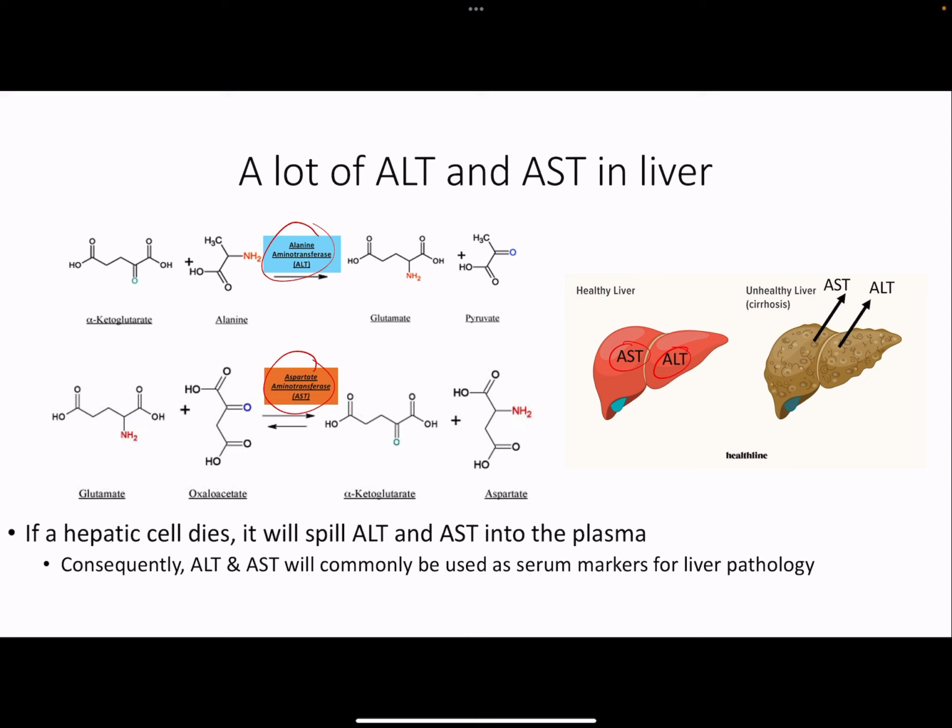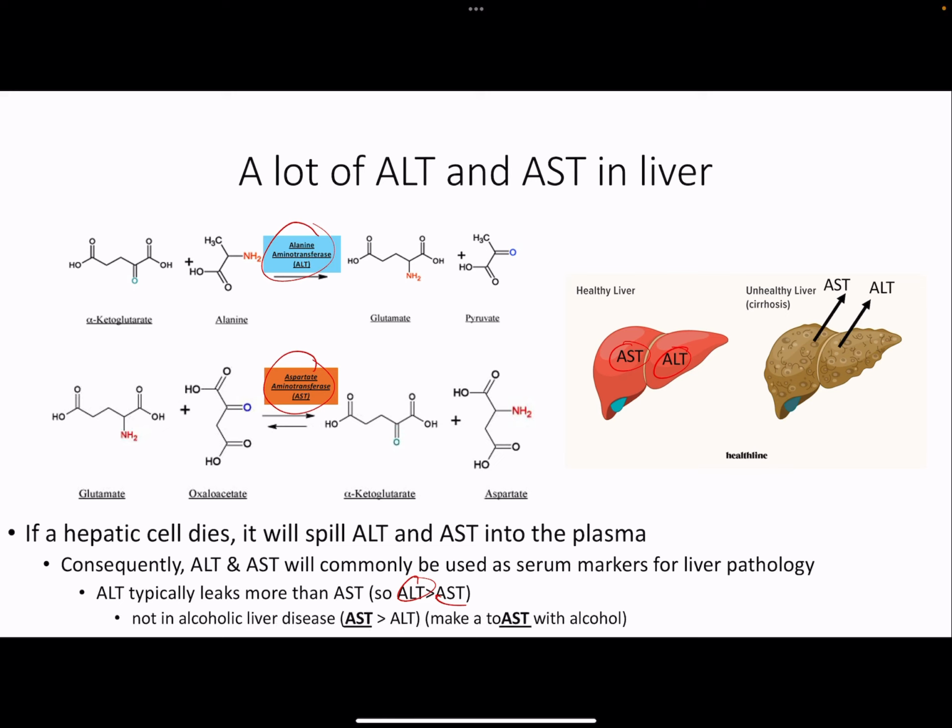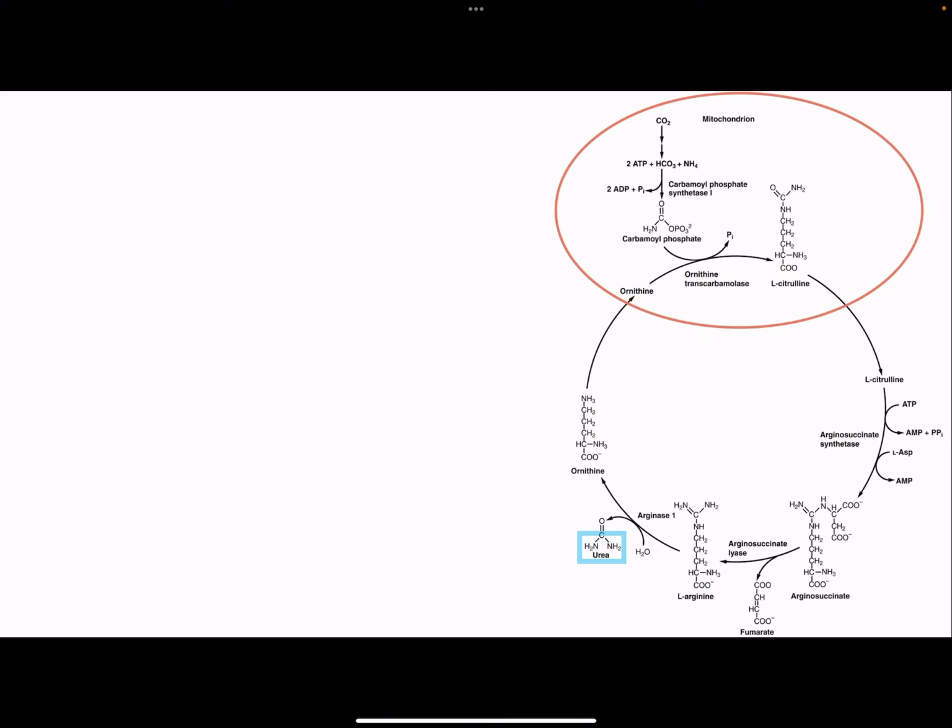I want to know how healthy you are and your liver is. I can use the amount of plasma AST and ALT to help me understand it. If you have a bad liver, both of these levels will go up. But for whatever reason, ALT goes up a little bit more than AST, unless it's alcoholic liver disease, in which case AST goes up more than ALT. You remember this by thinking that you make a toast with alcohol.